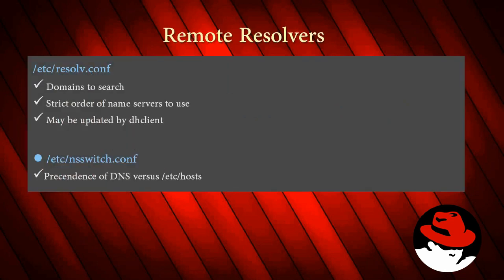Then there come remote resolvers. They are different from local resolvers. They are used to define the domains to search. It can be configured with the resolv.conf file, which is located in the /etc directory, and it follows a strict order of name servers to use. It may be updated by the DHCP client. The NSS switch configuration file is used for precedence of DNS versus a hosts file.